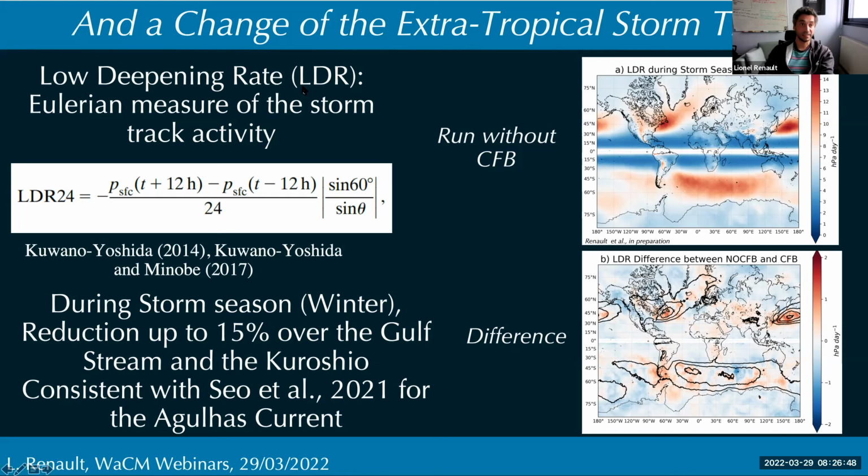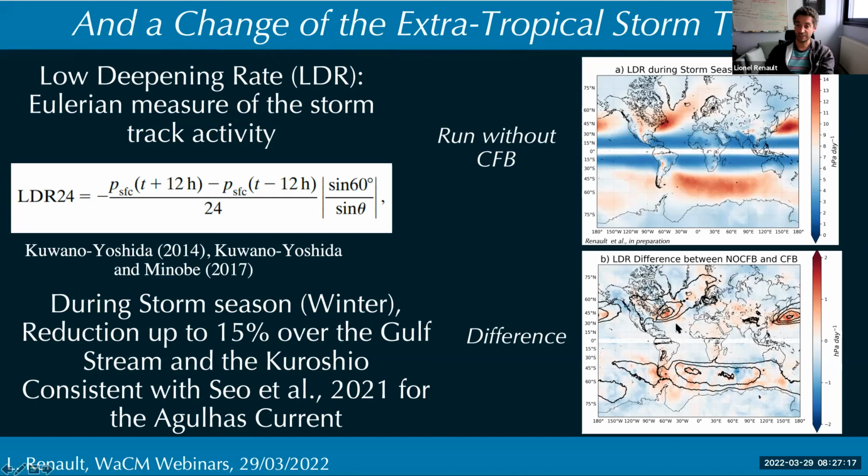So here I estimated the low deepening rate, which is an Eulerian measure of the storm track activity, using that formula from Kuwano-Yoshida and Minobe. Here, this is from the simulation without current feedback, so it's consistent with the literature in terms of pattern and strength. Basically, you have large positive values over western Atlantic currents, and we have a reduction.